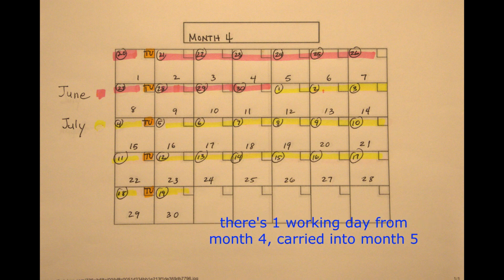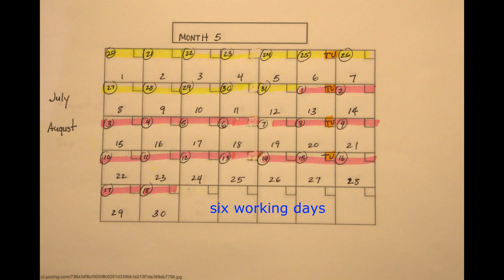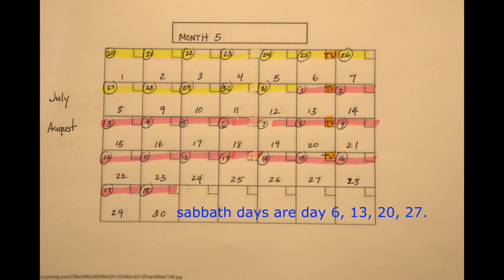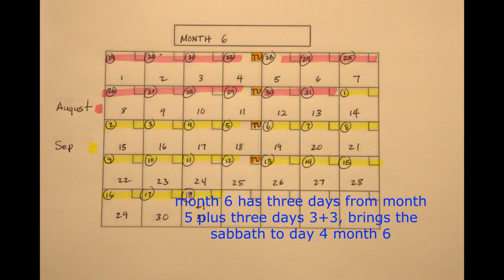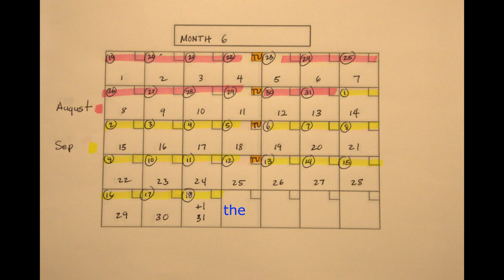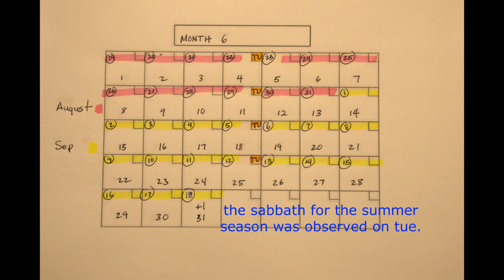There is 1 working day from month 4 carried into month 5. Six working days, 1 plus 5, brings the Sabbath day to Day 6, month 5. Sabbath days are Day 6, 13, 20, 27. Month 6 has 3 days from month 5 plus 3 days. 3 plus 3 brings the Sabbath day to Day 4, month 6. The Sabbath for the summer season was observed on a Gregorian Tuesday.